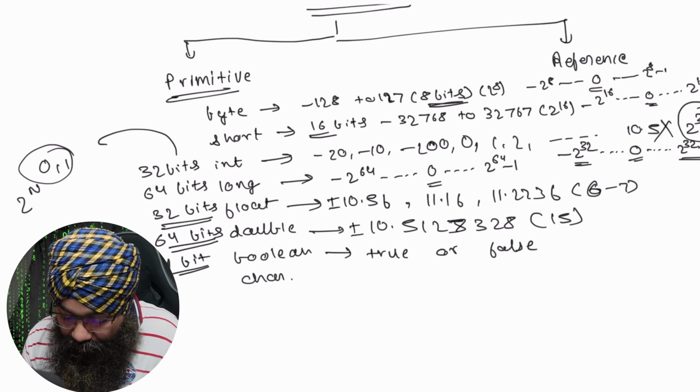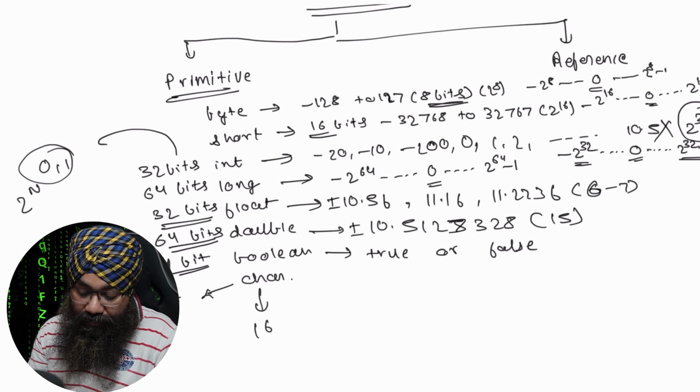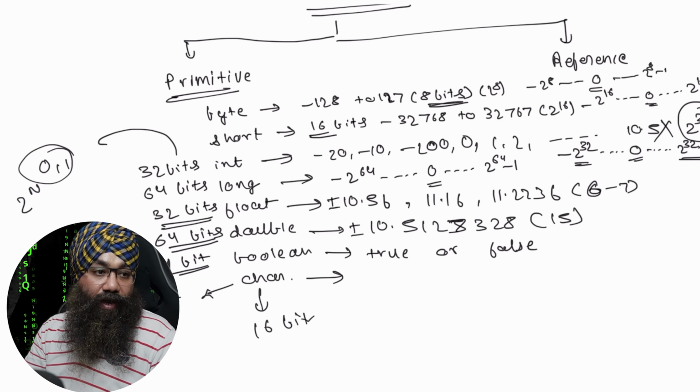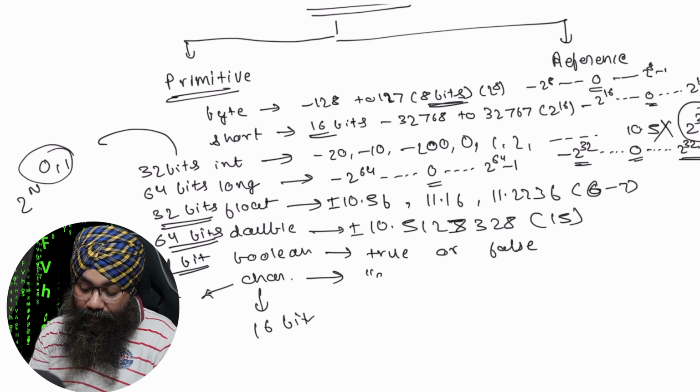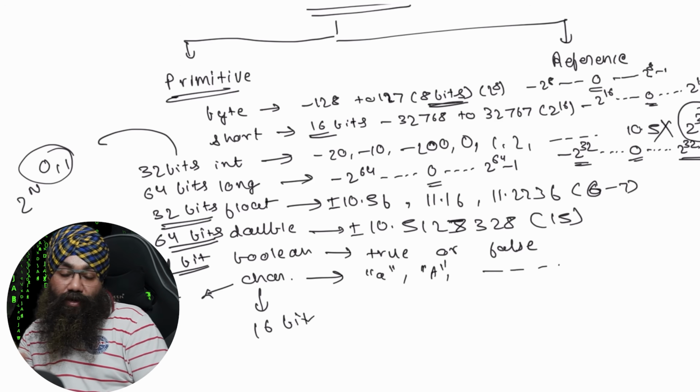Similarly, we have char. Size of char is 16 bits, and it can have characters such as A or capital A, characters of this type. Okay.